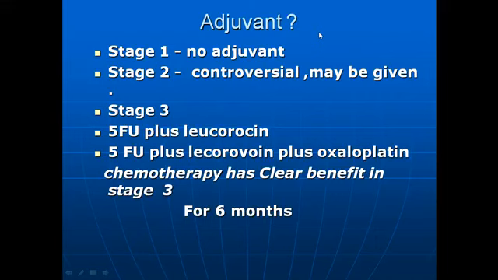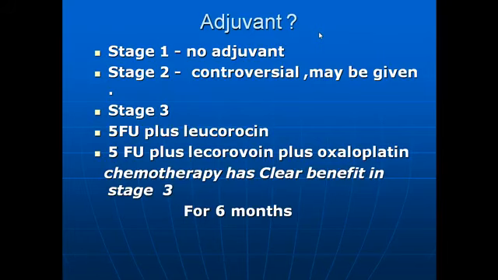Now, regarding the adjuvant therapy. What do I mean by adjuvant therapy? That is the therapy that is given after the operation, it is called the adjuvant. And if it is administered before the operation, then we call it neoadjuvant therapy. Regarding the adjuvant therapy, the standard protocol is that in Duke stage 1, no adjuvant therapy is needed or has any benefit. In stage 2, it is controversial, it may be given or may not be given. But definitely in stage 3, the adjuvant therapy has a role.